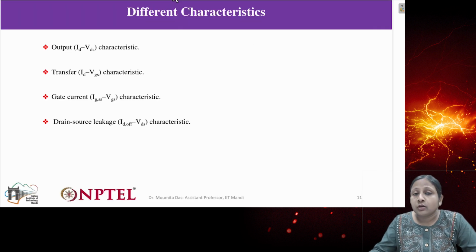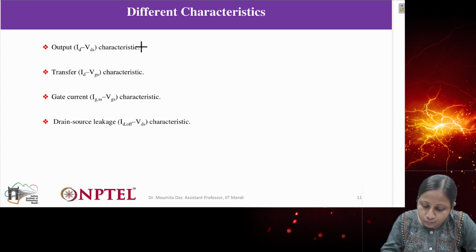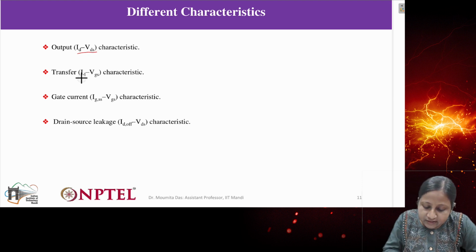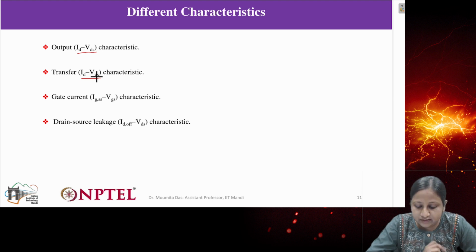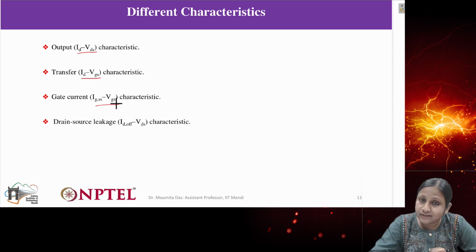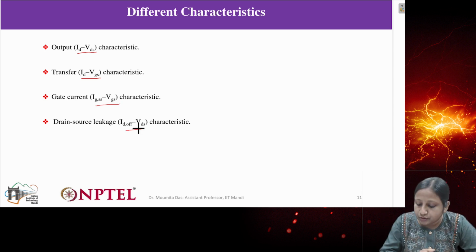Now, in these static characteristics, what are the different parameters we can get? There are four different characteristics we can have using this method. First is the output characteristics, which characterizes ID versus VDS. Second is the transfer characteristics, which characterizes ID versus VGS. Third is the gate current characteristics: what is the value of gate current with respect to different gate-to-source voltages. And fourth is the drain-to-source leakage characteristics.